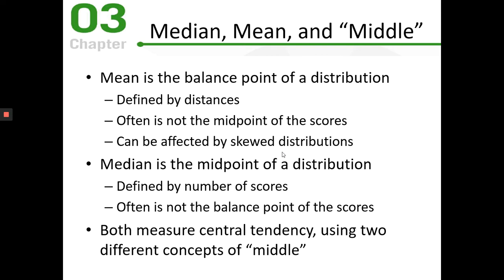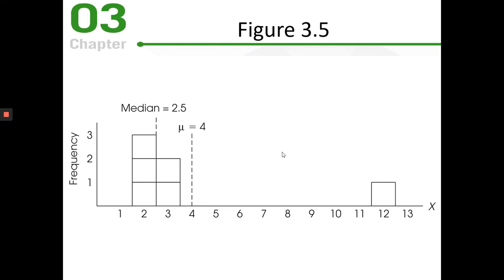Median is just defined by the number of scores. So it's not the balancing point in terms of distances, but it's the balancing point where half the people are above, half the people are below. So both of these use the concept of middle. Middle distance is the mean, middle score of everybody is the median. The other measure of central tendency, mode, is not defined by middle. It's defined by the most frequent scores.